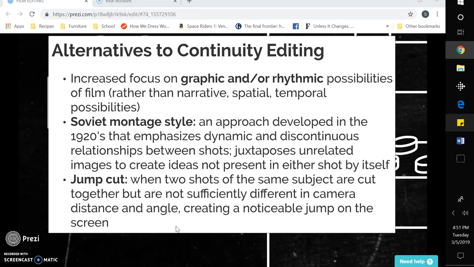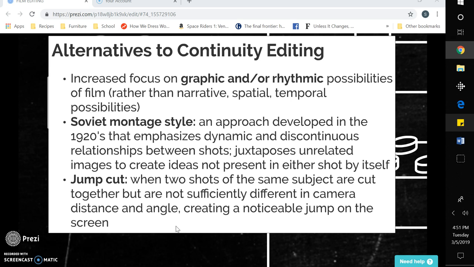And we already talked a little bit about the jump cut. Now, the jump cut was developed really by French New Wave directors in like the 1960s or so, and this is when two shots of the same subject are cut together, but not sufficiently different in the camera distance and angle. This creates a jump or a glitch on the screen, and we saw really great examples of this in the editing documentary, but this is an alternative to continuity editing. This is disjarring and disorienting, and it's used for a specific reason other than storytelling.